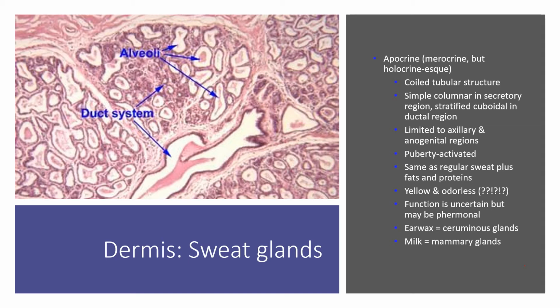A modified form of apocrine glands are earwax and milk from mammary glands. The glands that secrete earwax are called ceruminous glands. Remember, cerumen is earwax. Where else have we heard a word that sounds like cerumen?